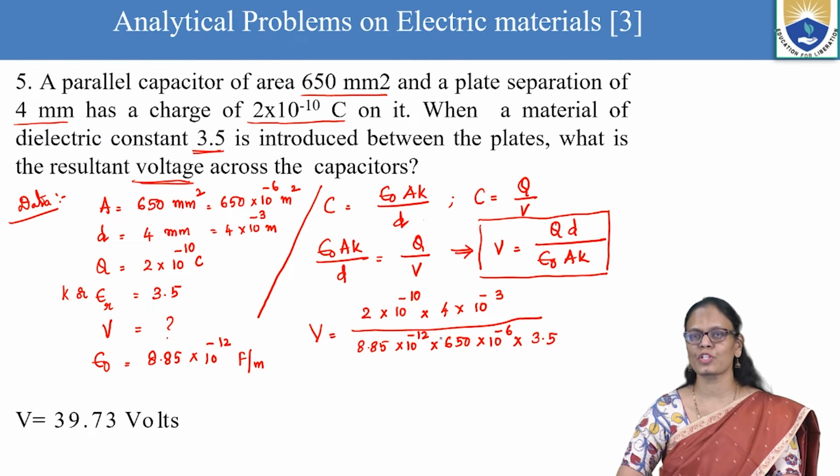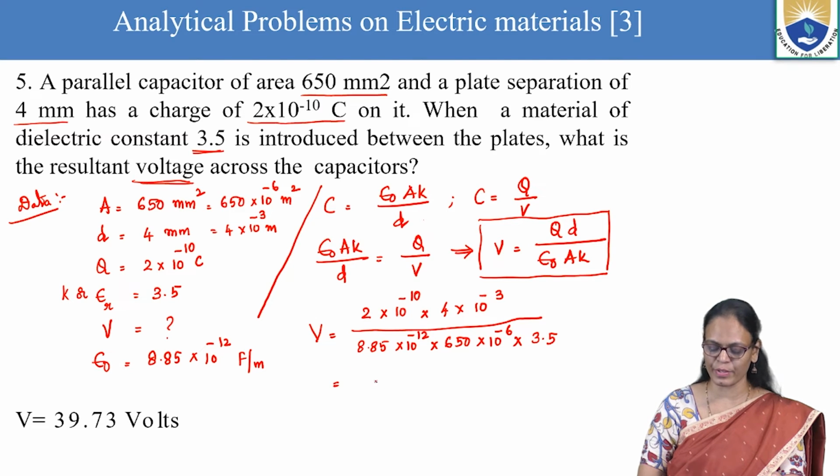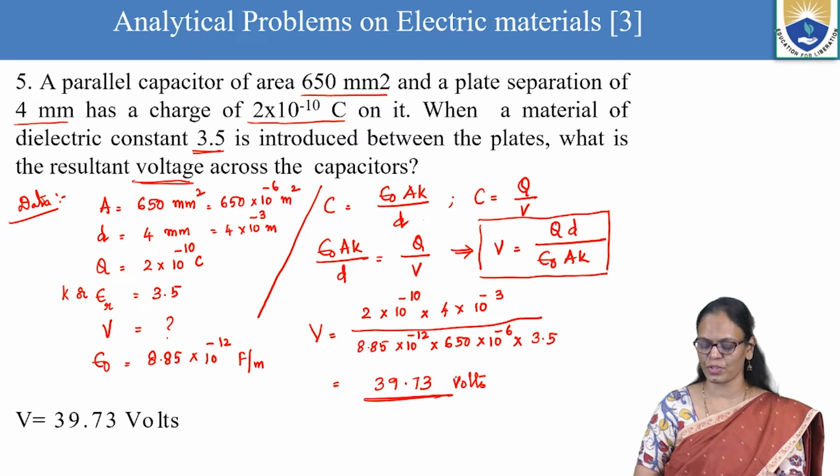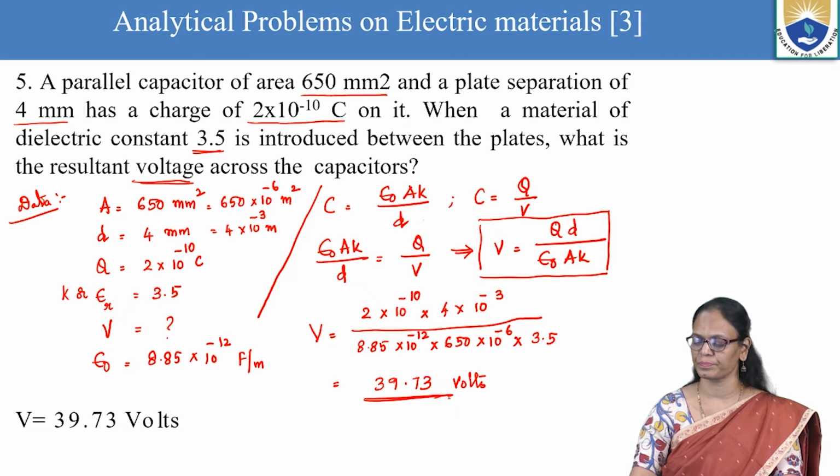Once we have substituted all the values, we will simply use the calculator and get the value: 39.73 volts. So the voltage across the capacitor is 39.73 volts.